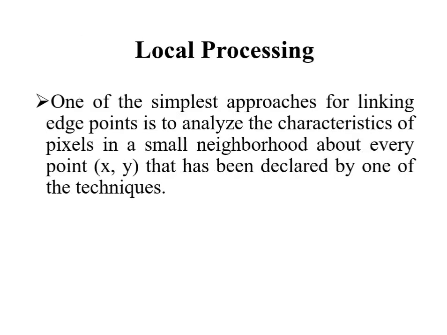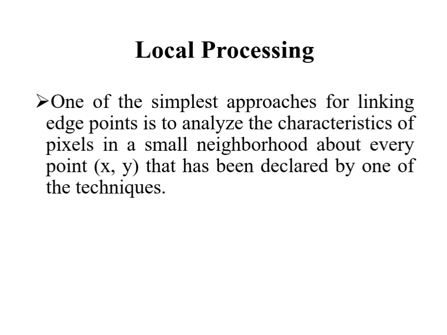processing. One of the simplest approaches for linking edge points is to analyze the characteristics of pixels in a small neighborhood about every point (x,y) that has been declared an edge point by one of the techniques we discussed in the previous section. All the points that are similar according to predefined criteria are linked, forming an edge of pixels that share common properties according to the specified criteria. The two principal properties used for establishing the similarity of edge pixels in this kind of analysis are, first, the strength (magnitude) and, second, the direction of the gradient vector.